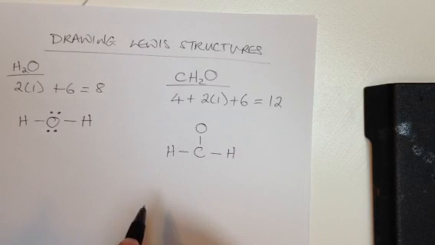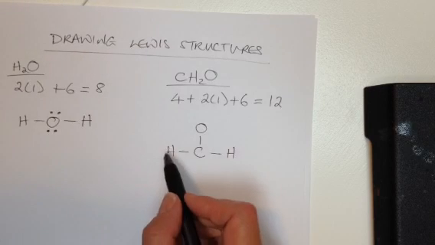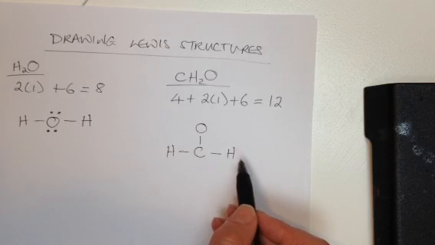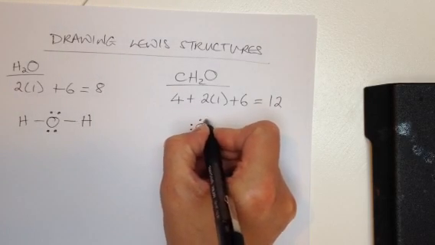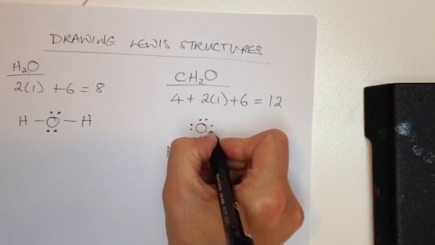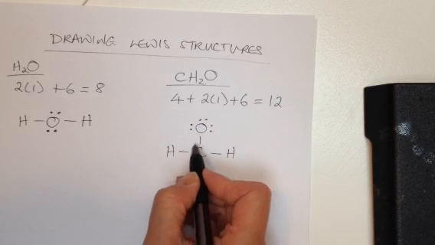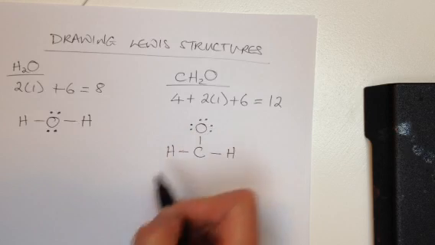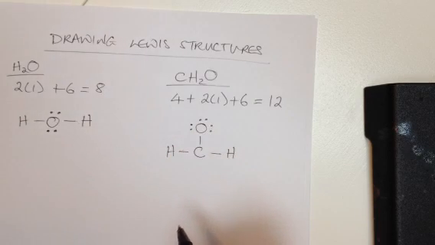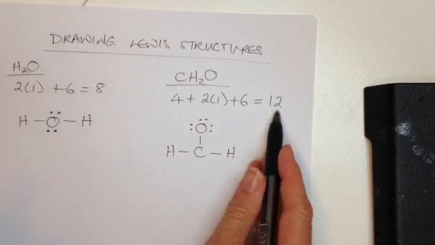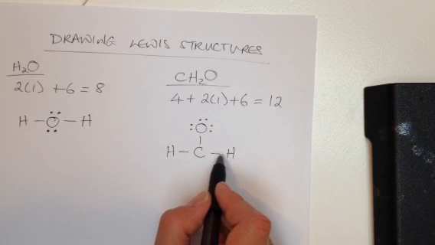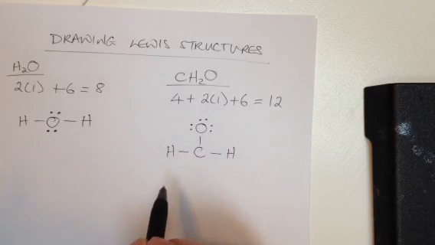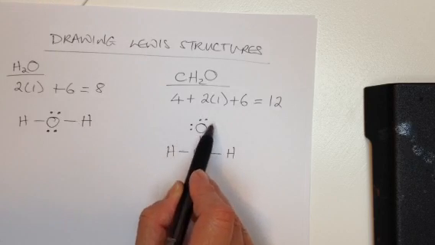So start assigning them to the terminal atom first until the terminal atom has an octet. Remember, hydrogen can't have an octet, so I don't want to see any dots on hydrogen. Just go ahead and put those dots on oxygen in pairs. So we've used 2, 4, 6, 8, 10, 12. We've used all 12 of our valence electrons that are available. So then you ask yourself, is everything happy? Do the hydrogens have duets? Yes, they do. Does the oxygen have an octet? Yes, it does. 2, 4, 6, 8.